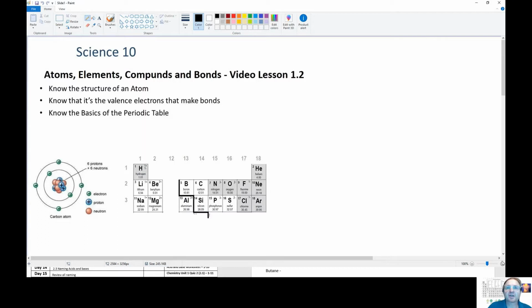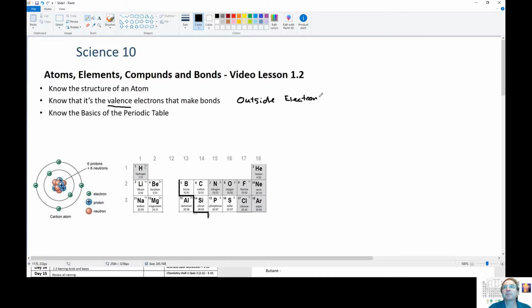You want to pause the video right now, and what I suggest you actually do is draw that carbon atom out as you see it here. So you just hit pause. Okay, you're probably back with your carbon atom drawn. You want to know that the valence means outside. So write that down, but also write down that the word valence means the outside electrons.